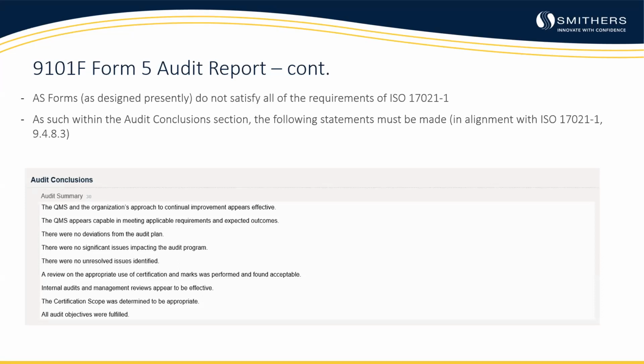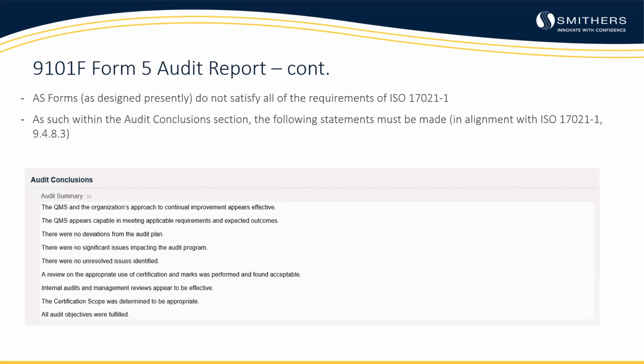There were no deviations from the audit plan. The expectation would be, if there are deviations from the audit plan, they're noted appropriately. There were no significant issues impacting the audit program. That needs to be another statement included as to an assessment of their audit program itself. There were no unresolved issues identified. That's the whole issue of ensuring closure and closing of the loop.